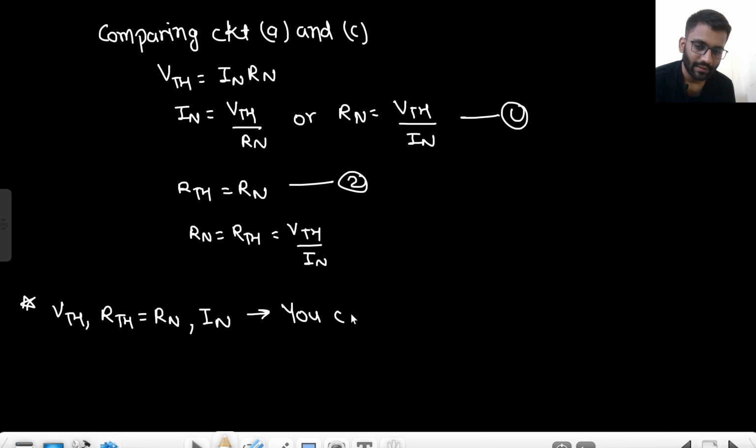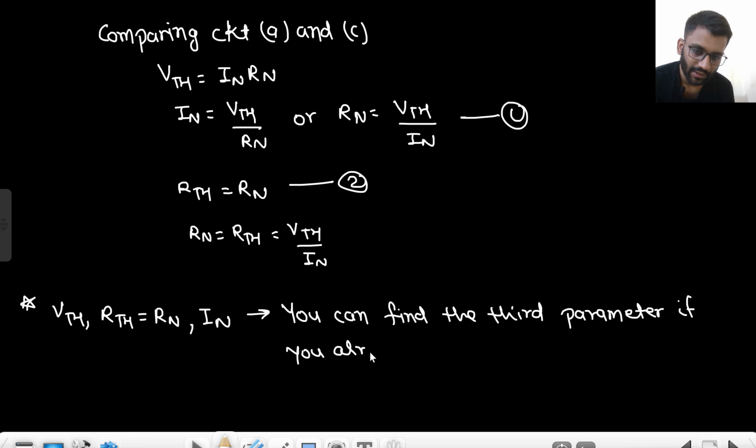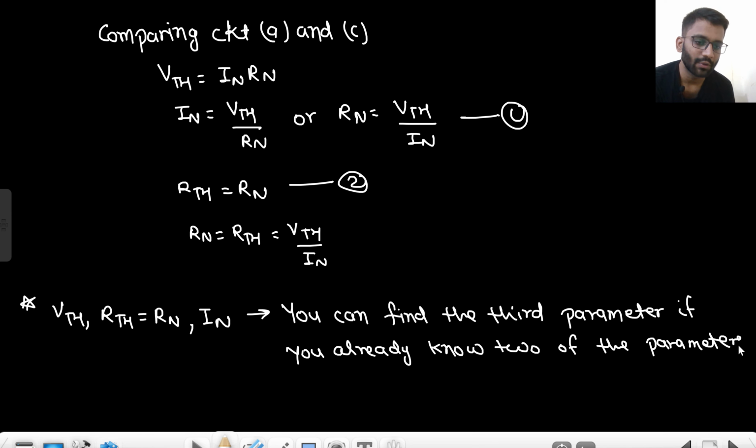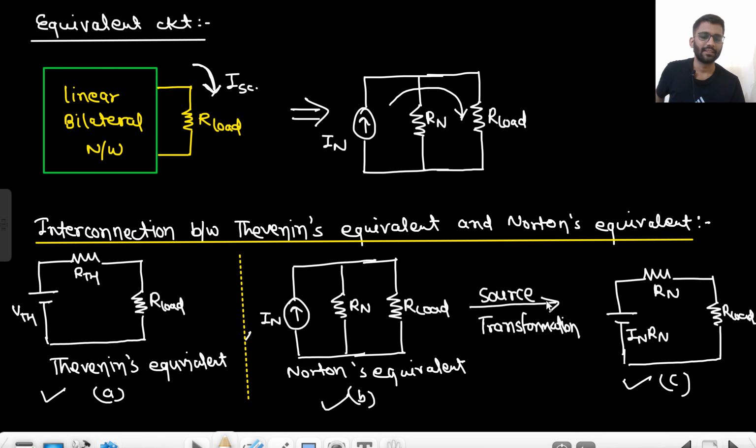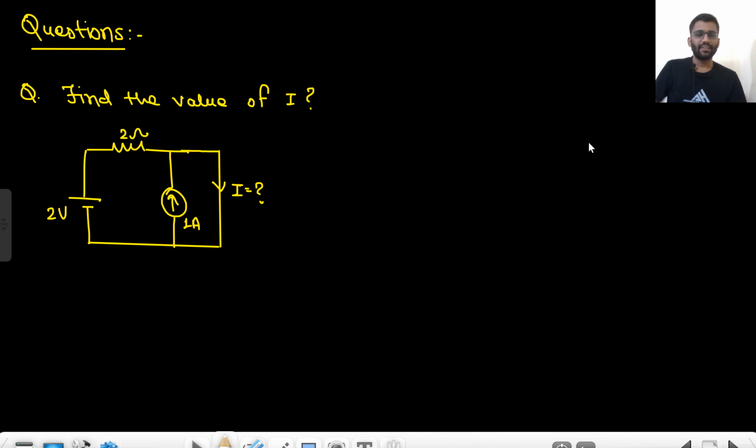You can find the third parameter if you already know two of the parameters. Are you getting this point? So this is how both of the models are related. That's why I said there is no difference between Norton and Thevenin's. Both are the same only. By applying a simple source transformation, we got to know that both are equal only, right? So now we will see the questions.